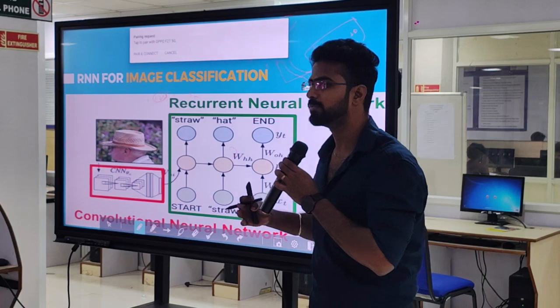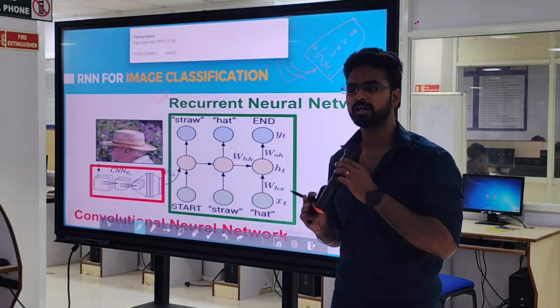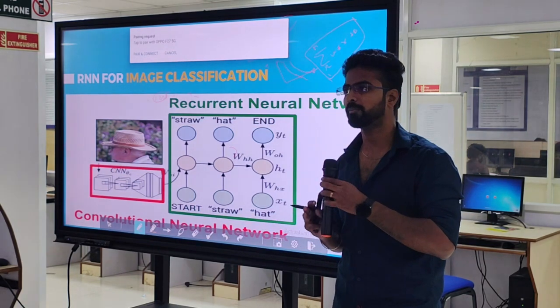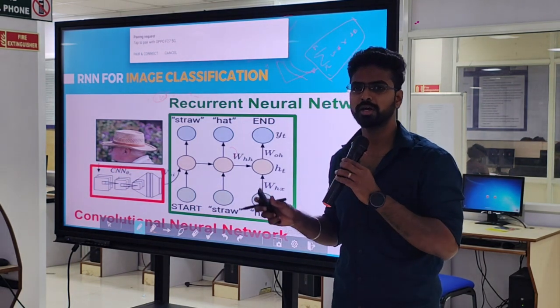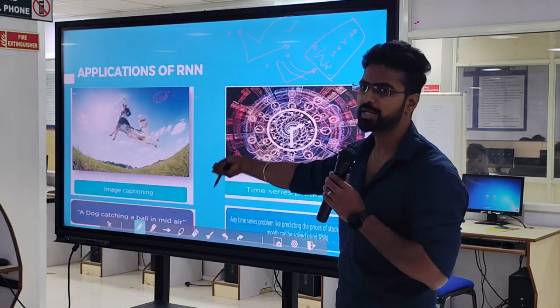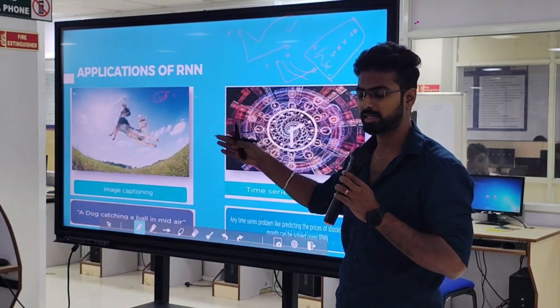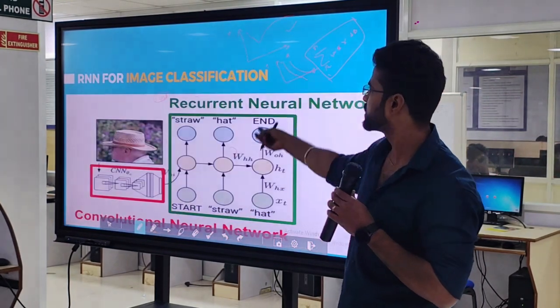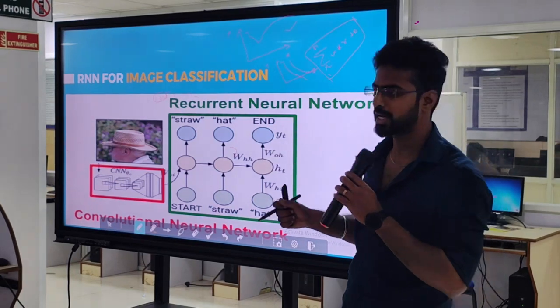Some people ask me, is it possible to use an RNN architecture for image classification? Yes, it is possible, but it will take a lot of effort. This is the same approach we have used for image captioning, image classification, image transitions and everything, right? Everywhere you will be using this combination, RNN for image classification.